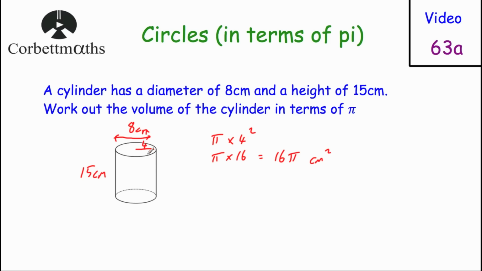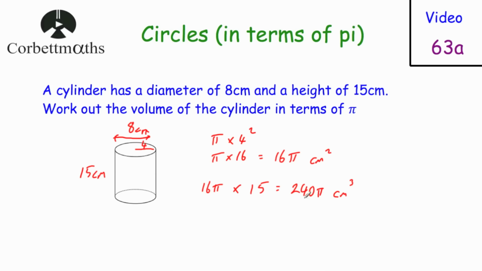So to find the volume of a cylinder, we've found the area of the circle. Now we need to times it by how tall or how long the shape is. So the height of the cylinder is 15 centimeters. So to get the volume, we're going to do 16 pi, the area of the circle, times by how tall the shape is, which is 15. So we're going to do 16 times 15 and then just put pi after it. So 16 times 15 is equal to 240 and then pi. So the answer would be 240 pi centimeters cubed.